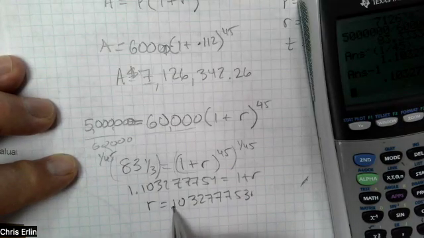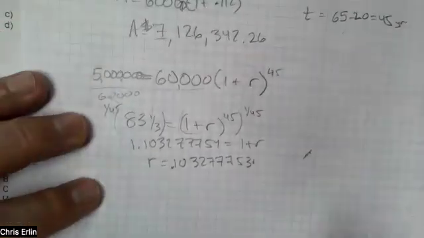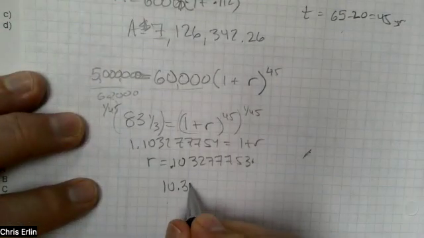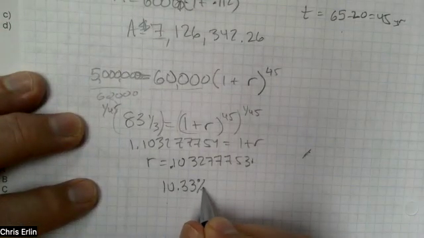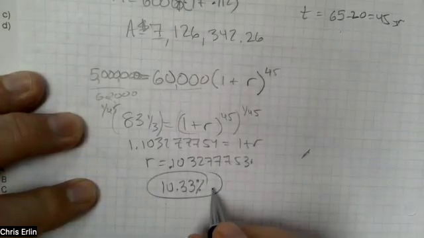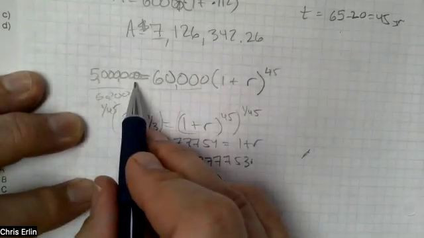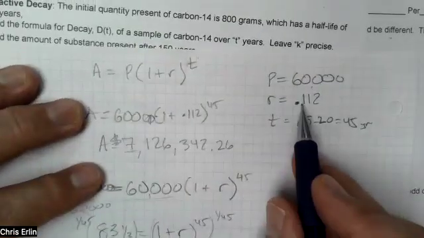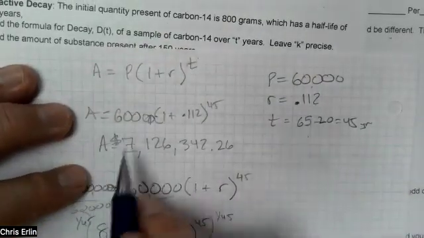R equals 0.1033. So as an interest rate, in other words, that's 10.33%. If I earn 10.33%, I'll get $5 million. If I earn what the stock market's been returning of 11.2%, I'll earn $7 million.